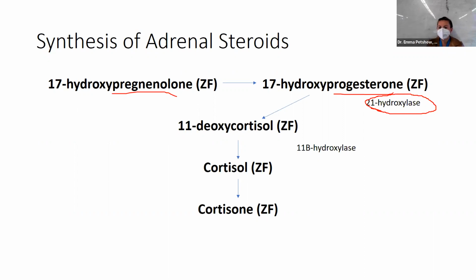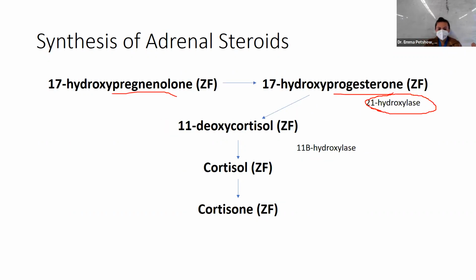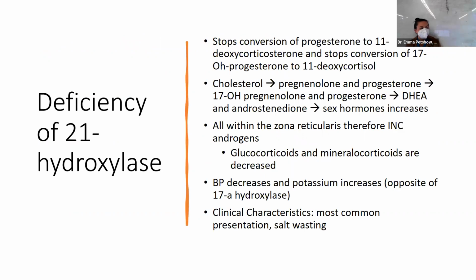So let's look first at what deficiency of 21-hydroxylase would look like. So we have two places that are going to be blocked. Again, progesterone to deoxycorticosterone and 17-hydroxyprogesterone to deoxycortisol. Two separate areas that are using this enzyme. So when we have a deficiency in 21-hydroxylase, it's going to stop that conversion of progesterone to 11-deoxycorticosterone. It's also going to stop the conversion of 17-hydroxyprogesterone to 11-deoxycortisol. So it's going to stop one pathway in the glomerulosa and one pathway in the fasciculata.